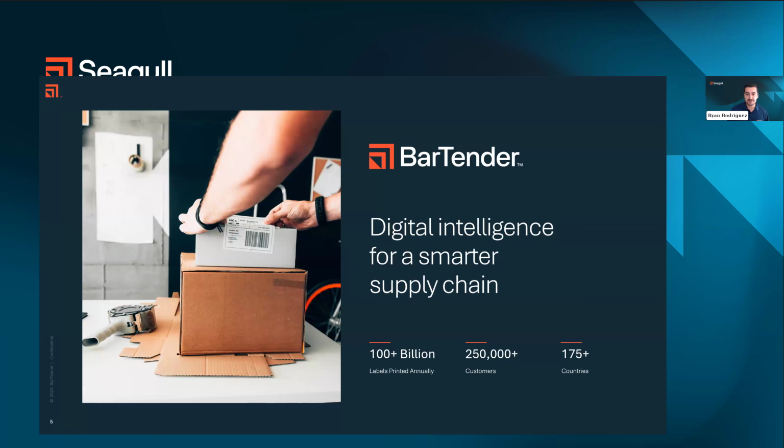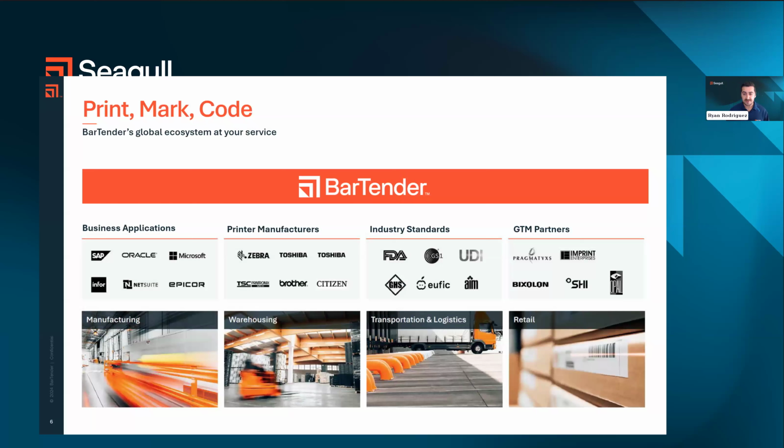And that's where BarTender comes in, because BarTender really enables that digital intelligence to help you build that smarter supply chain. Many of the world's most dynamic supply chains really rely on BarTender for its ready-to-use label design tools, the ability to print from anywhere, anytime, and industry-leading flexible integrations and database connections. But it's not just the software that is really helping these customers continue to grow and stay competitive within the market.